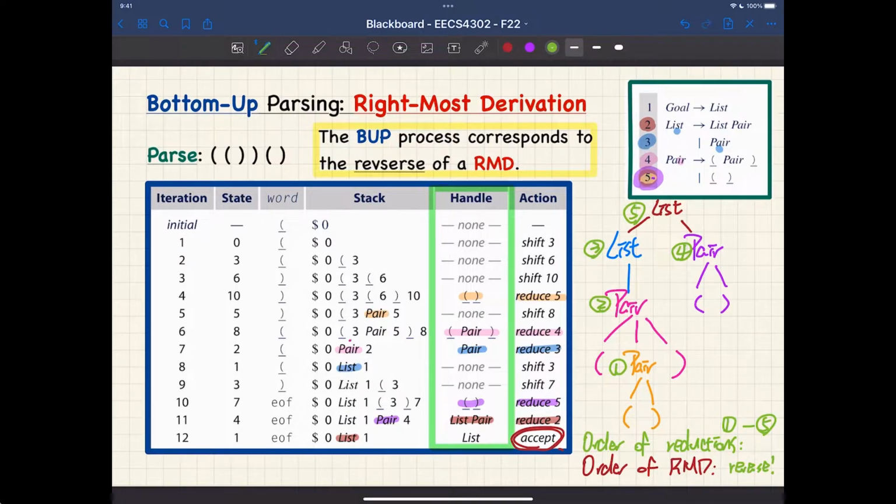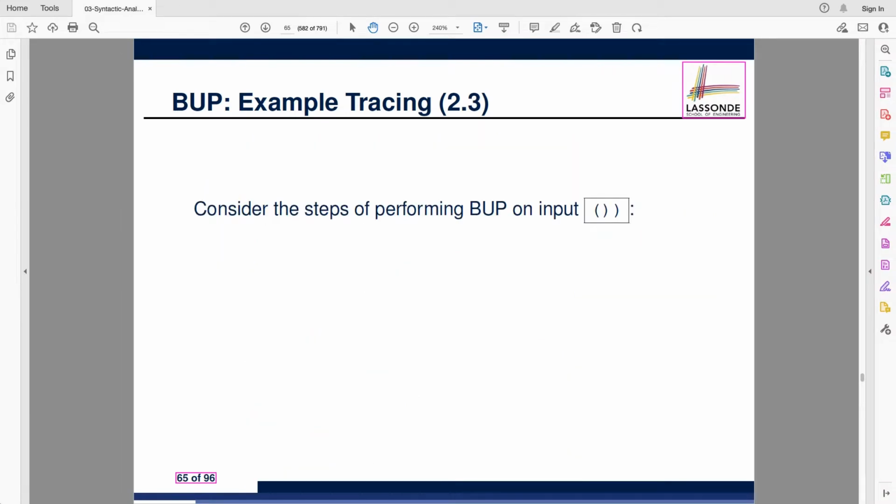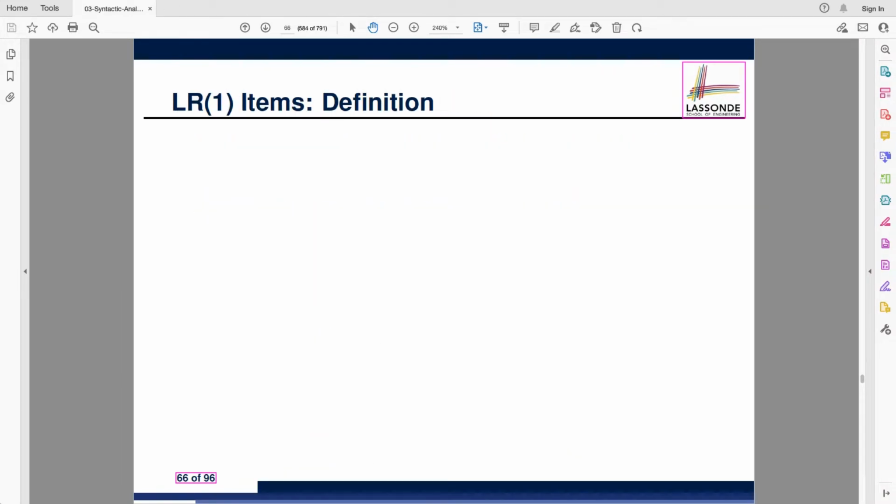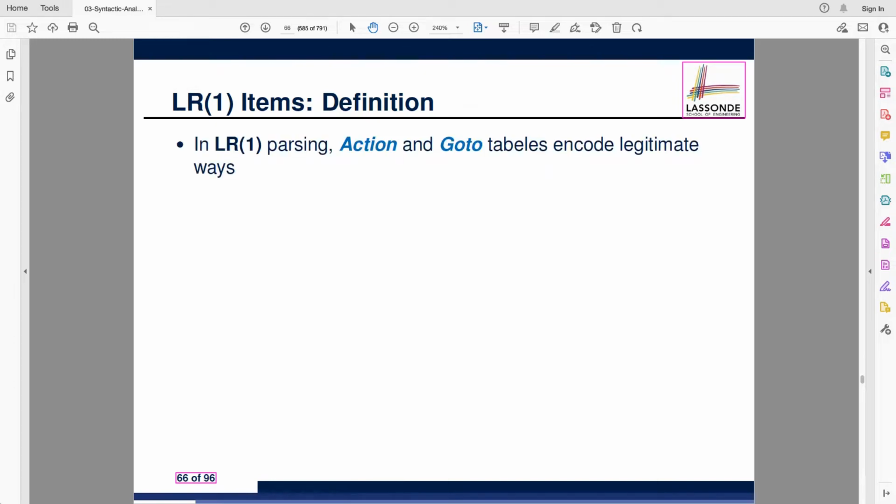Everybody's okay? I hope that's clear. Okay. And let me just go back to the slides. What I want to talk about today is to introduce the idea of LR1 items. It's a kind of interesting idea, very symbolic, that we have to learn. And next time we'll talk about the algorithm of how to build the action and goto tables. The action and goto tables will encode legitimate ways to find handles, basically about ready states for reduction. We just talked about handles.